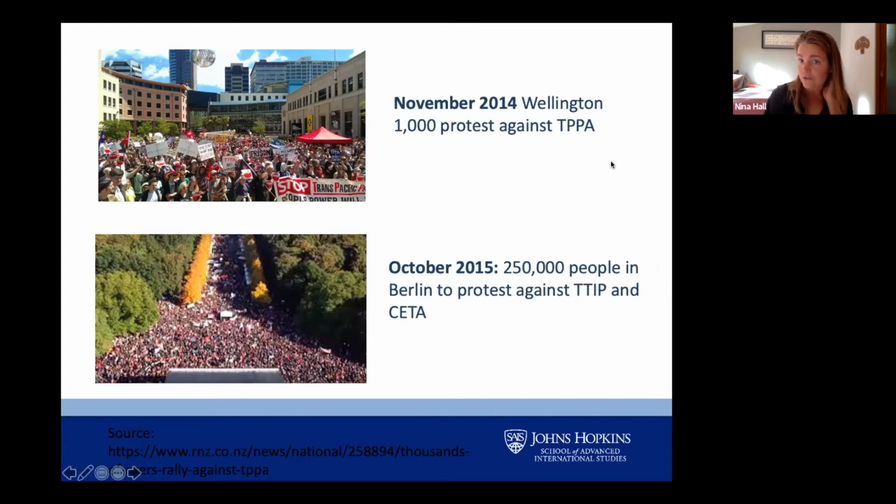And this is about 250,000 people protesting in Berlin against the EU, the Atlantic Trade and Intellectual Property Agreement, and the Canadian equivalent as well. So these are large protests that were partly people mobilized by these digital advocacy orgs.